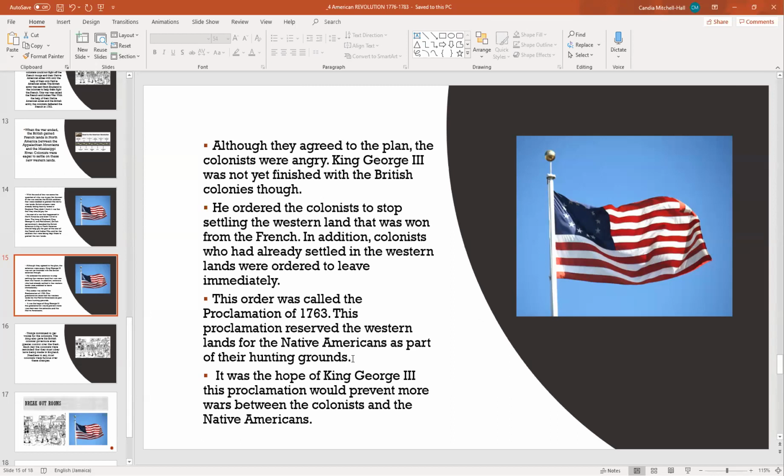Sir, the British. Yes, the British wanted it, but remember right here, ladies, look at it. Bruce, read points 1 and 2 again. Although they agreed to the plan, the colonists were angry. King George III was not yet finished with the British colonies. He ordered the colonists to stop. Stop, stop, stop. Sir, is it the colonists wanted the land? The colonists wanted the land. That is what I've been saying. Sorry, Mother Sil, I didn't hear you. The colonists, they wanted the land.